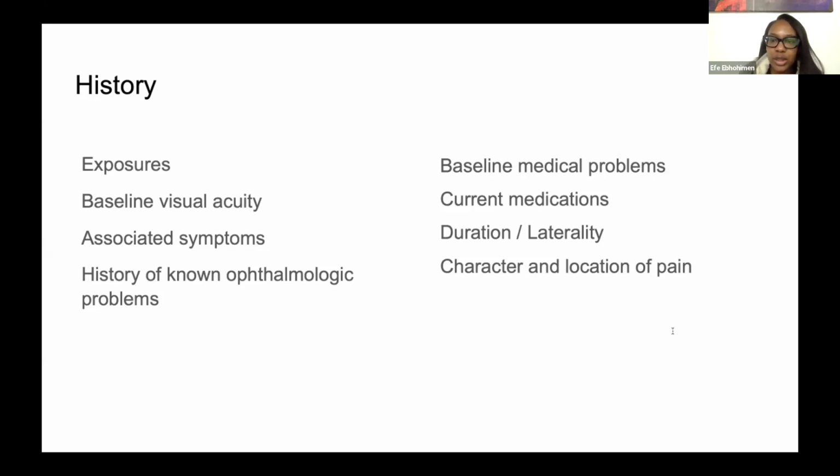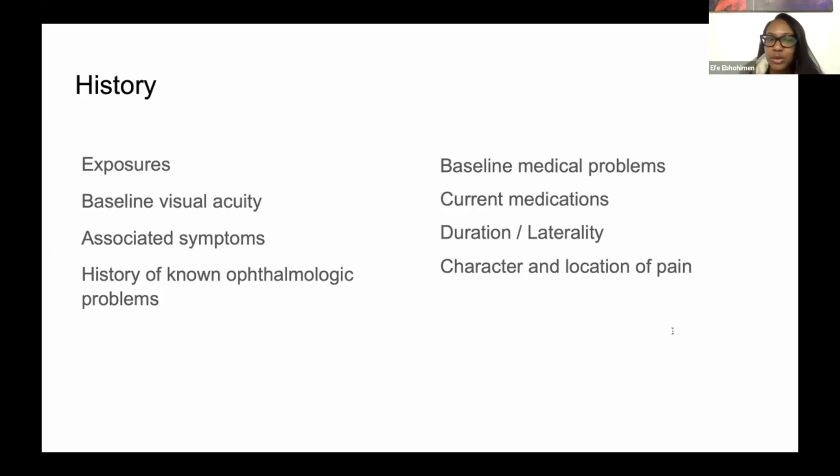You want to make sure that you ask about exposures to chemicals or infectious agents, and what their baseline visual acuity is. They may not know. Ask about associated symptoms like headache or photophobia, and systemic symptoms like cough, congestion, runny nose. Ask about any history of known ophthalmologic problems. Sometimes patients might not disclose this, like any other complaint.